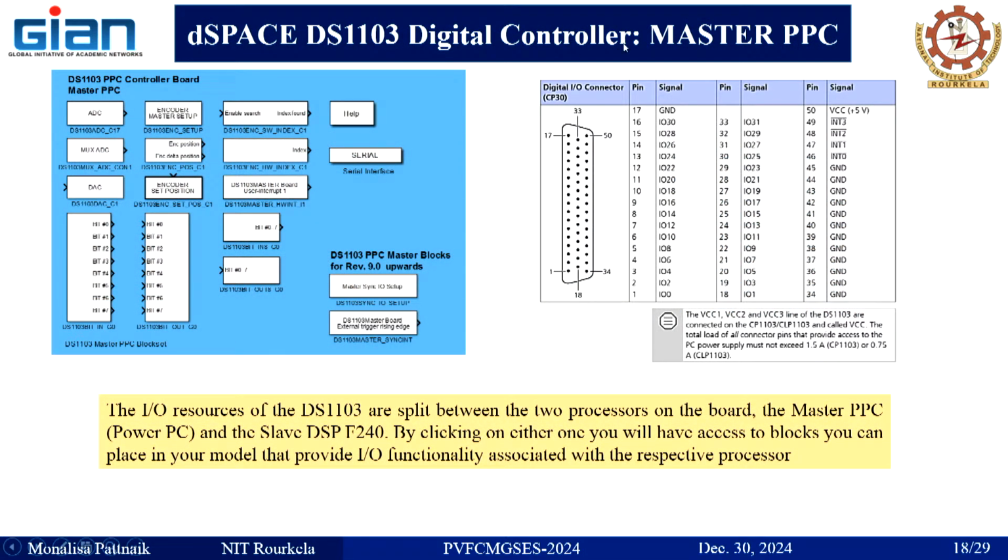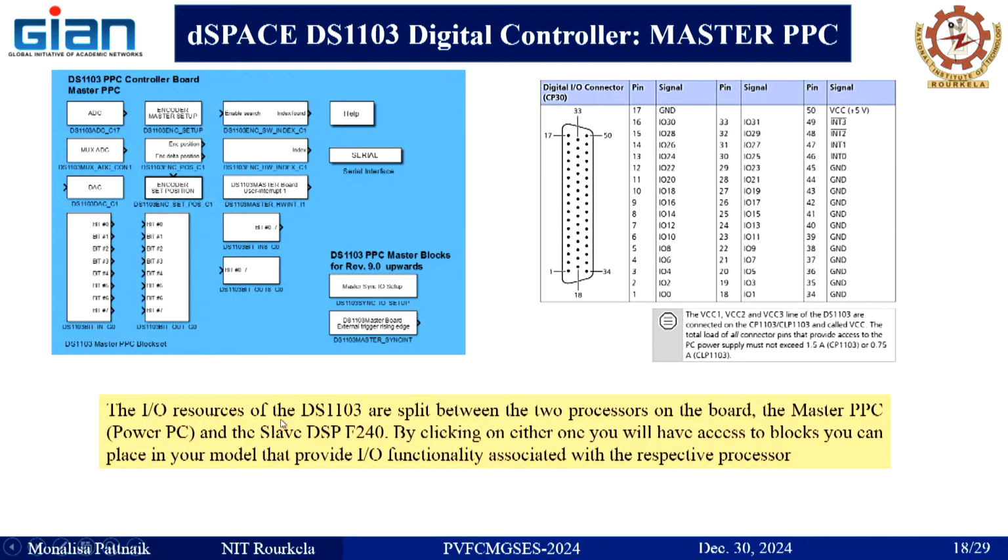This is the layout of the master PPC, or the master controller. This is generated from the MATLAB library. We can see it by typing RTI, and it will display the available ports and connectors with this board. In the right side figure, you can see the pins available on the master PPC controller, with the serial numbers of the pins and the ports associated with this system.